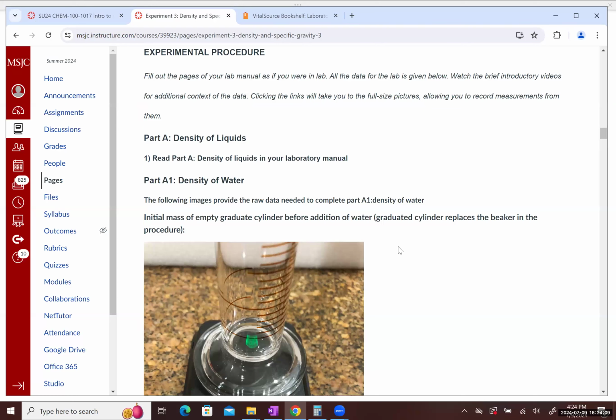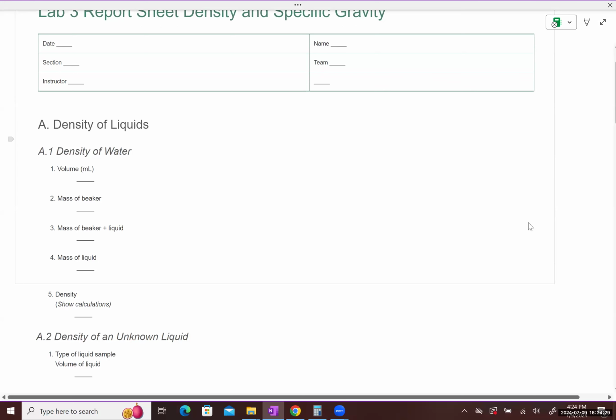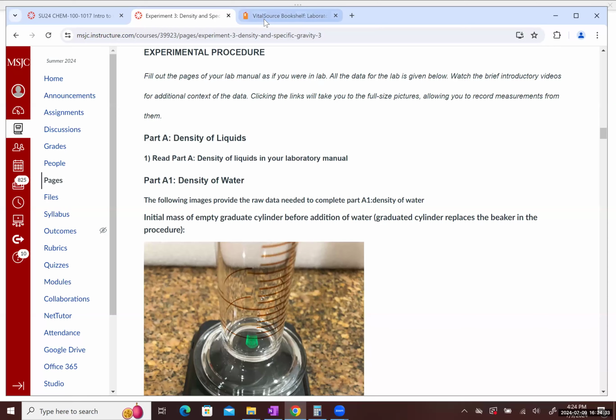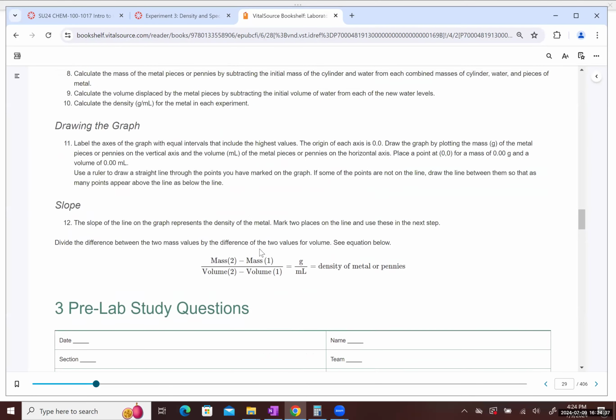Let's start going through the procedure and let's start processing the data found on this lab page and inputting that data onto our report sheet. So I've already taken the liberty of transporting the report sheet onto my virtual lab notebook, and let's work through each part of this laboratory together. So first and foremost, let's look over part A and let's read the procedure.